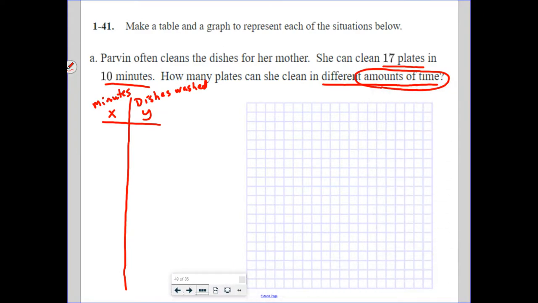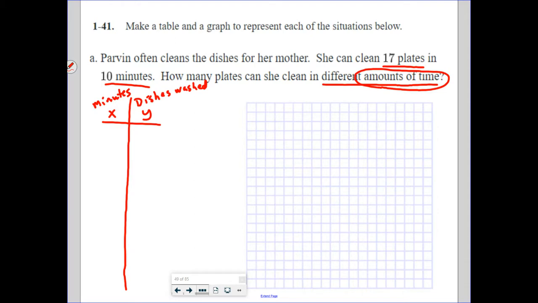Okay, so different amounts of time. Are we going to start with some negative numbers? Because Mr. Ramirez said to go from -3 to +3. Does that make sense to go negative numbers here? No, it does not. Because we can't have negative time. No, we can't have negative time. Don't be a smart aleck about it.